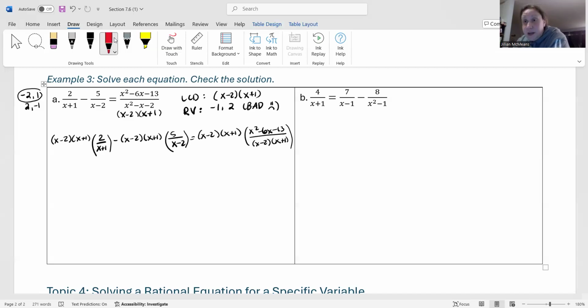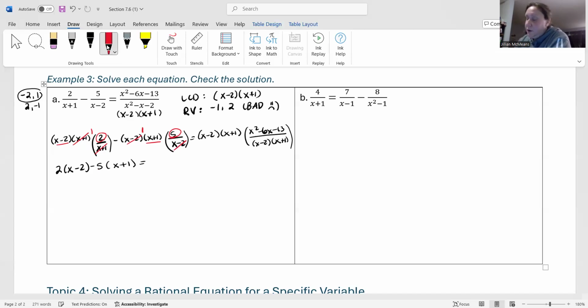Now for each of these three terms, we're going to divide the denominator into the LCD and see what we get. So for the first term, the x plus 1 in the denominator divides into the x plus 1 factor of the LCD one time, leaving me with 1 times 2 times x minus 2. So 1 times 2 is 2, and then we're just going to do 2 times x minus 2. We'll distribute in the next step. For the middle term, the x minus 2 in the denominator divides into the x minus 2 factor of the LCD one time, leaving me with 1 times 5 times x plus 1. So we have a negative here. Negative 1 times 5 is minus 5, and then times x plus 1.